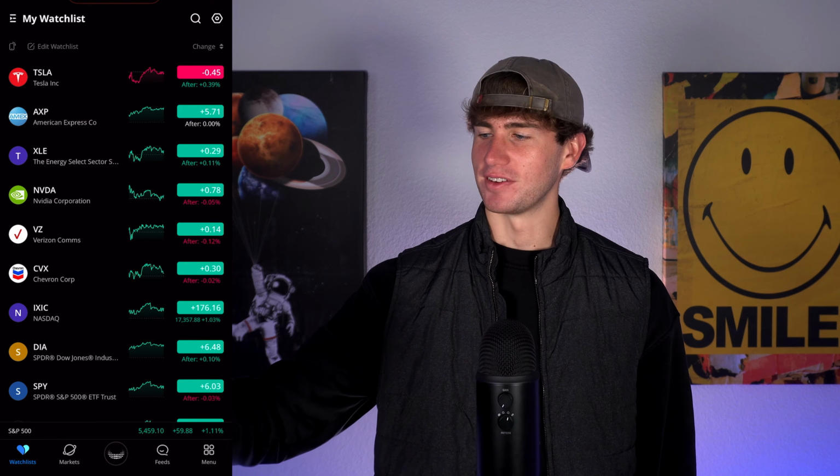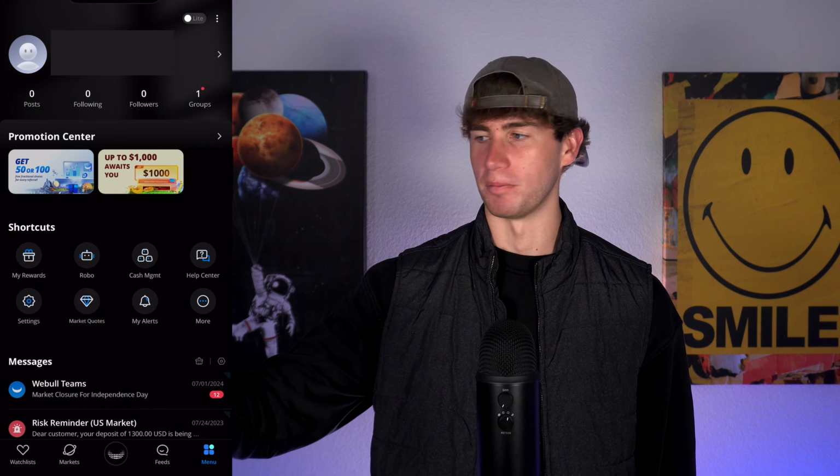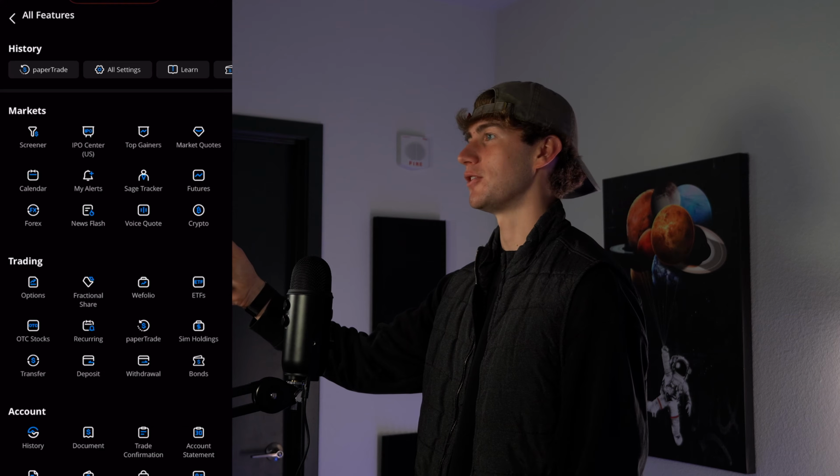To get started practicing, click the menu tab on the bottom right of the WEBULL app, then click more. Under the trading section, you'll see the option for paper trade. Now, one of the best parts about paper trading on WEBULL is that you can start off your account with any amount and reset it at any time. So if you wanted to challenge yourself to grow an account from $500, you can do that, or you can start with $100,000. It's completely up to you.